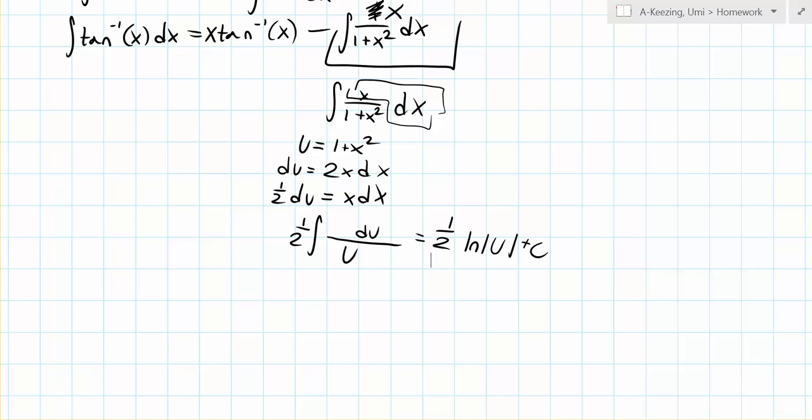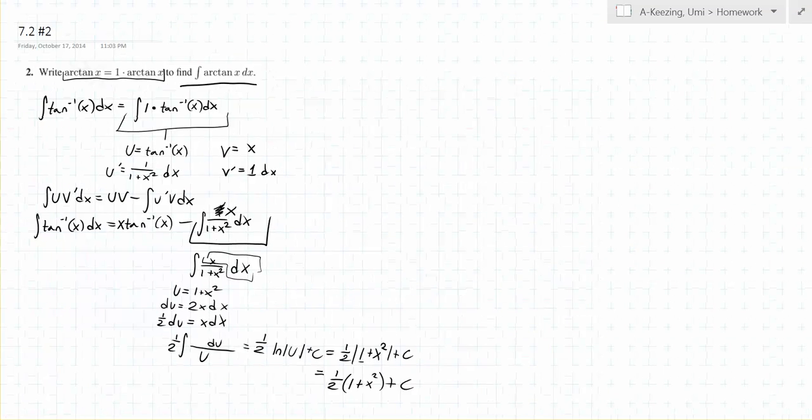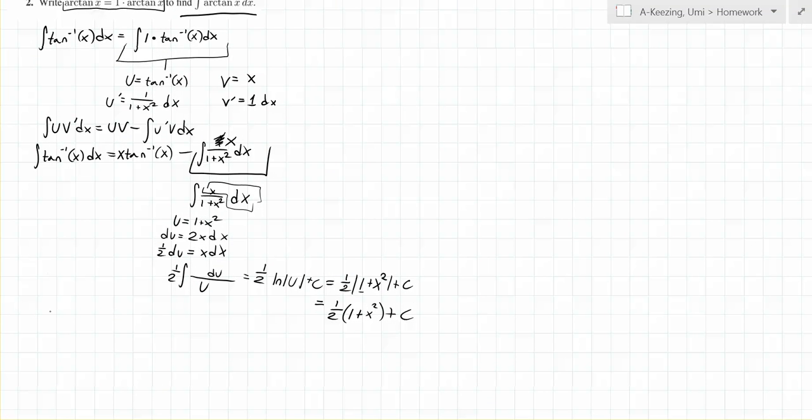And now we can just replace u with 1 plus x squared because we need x for the other equation that we'll return to shortly. And since we know that x squared is always positive and 1 is a constant, we can just say that that is equal to 1/2 times ln of 1 plus x squared plus c. Okay, so we're making good progress. So now that we know what this integral is, we can just substitute it in.